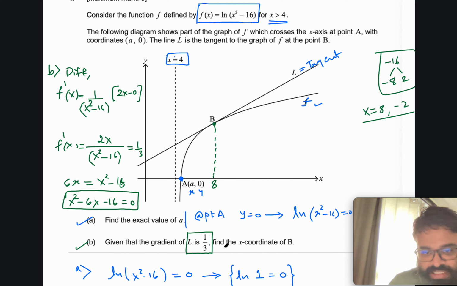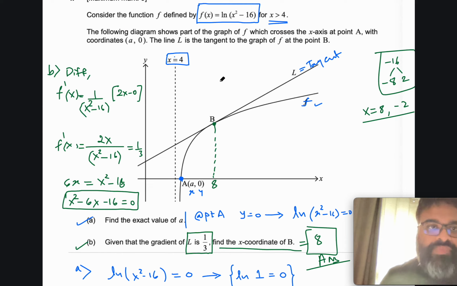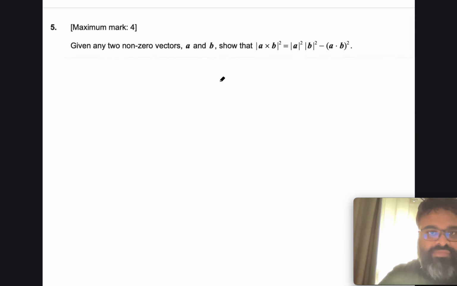Given the gradient, find the x coordinate of b. X coordinate of b, the answer is 8. 8 is the answer. This is how it is done. Okay, now let's go to the next question. Question number 5. Okay, a question on vectors.